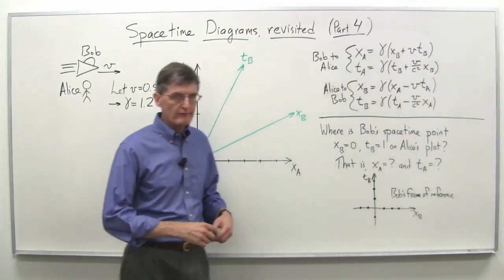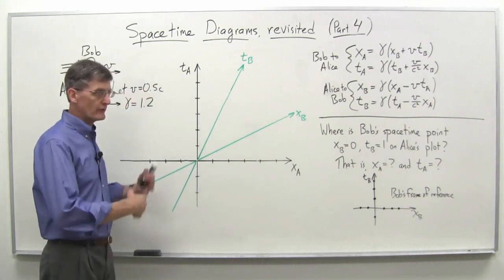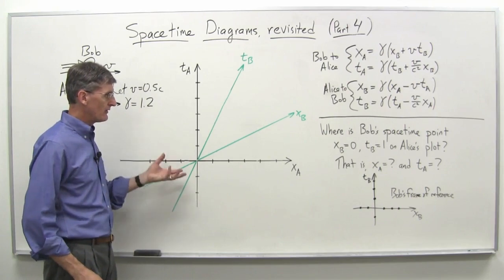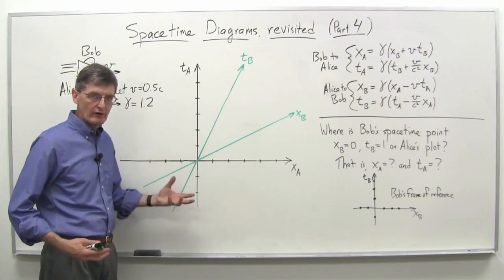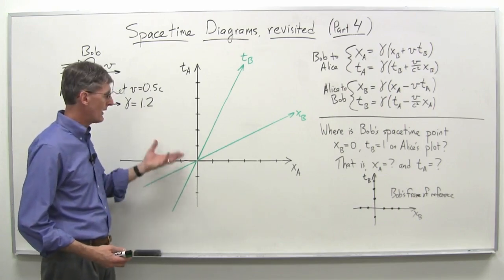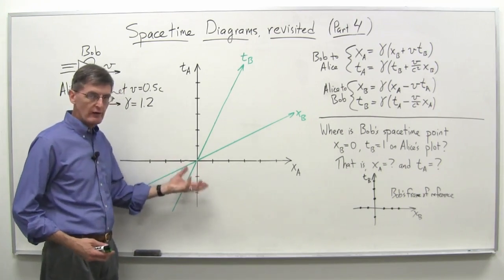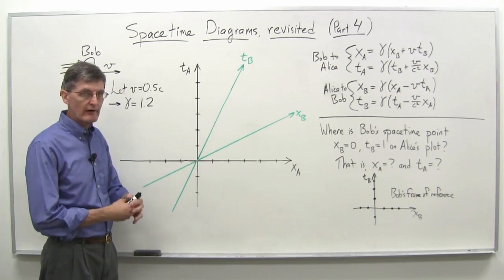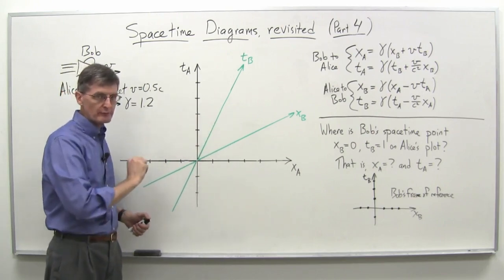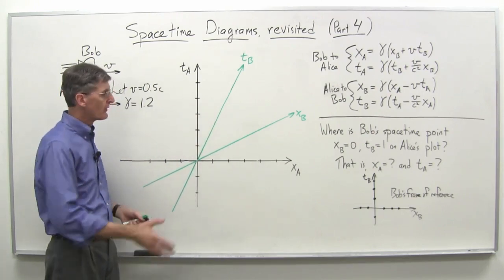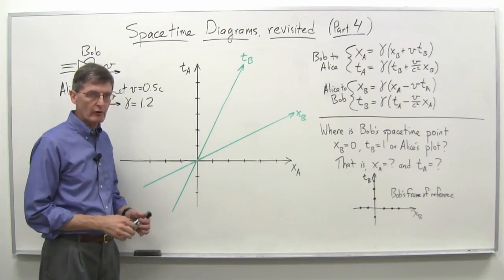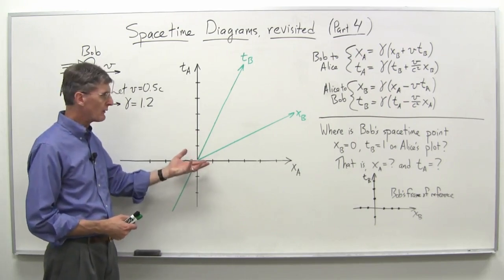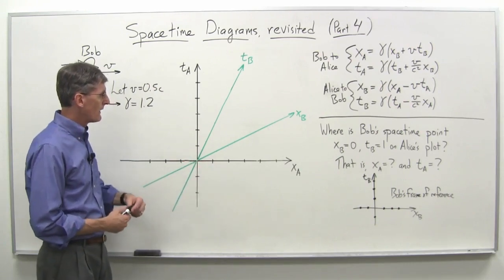On to part 4 of our space-time diagrams revisited. What we've done here is expand our diagram from last time, where we had Alice's space-time diagram, her frame of reference, and then we figured out what Bob's space-time diagram axes would look like if we put them on the same plot as Alice's diagram. And this is what we got from last time.